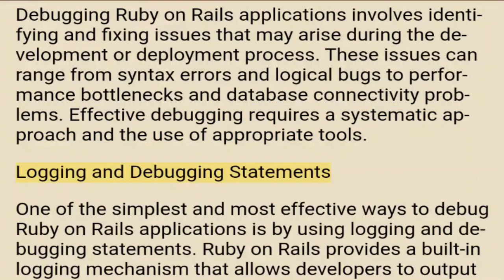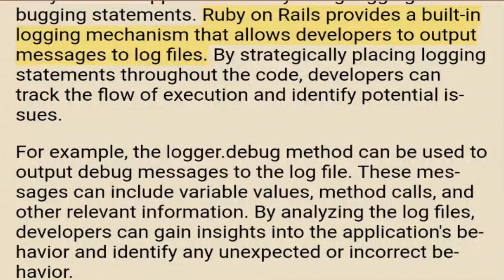Logging and debugging statements. One of the simplest and most effective ways to debug Ruby on Rails applications is by using logging and debugging statements. Ruby on Rails provides a built-in logging mechanism that allows developers to output messages to log files. By strategically placing logging statements throughout the code, developers can track the flow of execution and identify potential issues.